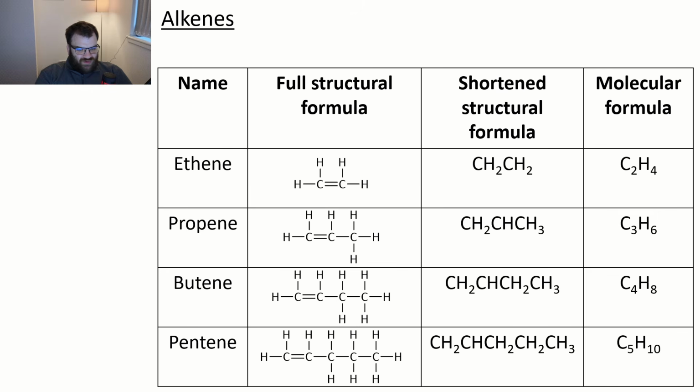One thing you'll notice is that we start off with ethene, because to have a carbon to carbon double bond, you have to have at least 2 carbons. So there's no such chemical as methene.